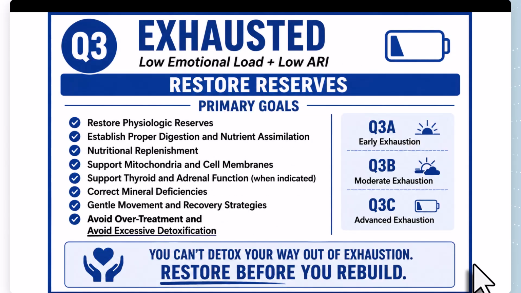Quadrant 3, I was thinking quadrant 3. So you look on the right there, quadrant 3 has quadrant 3A, quadrant 3B, and C all the way to advanced exhaustion, right? So you want to restore physiologic reserves, you want to establish proper digestion and nutrient assimilation, nutrient replenishment. Maybe those are the B vitamins, I like to use liposomal to get them in. Support mitochondria and cell membranes, big deal. Support thyroid and adrenal function when indicated. Correct mineral deficiencies.